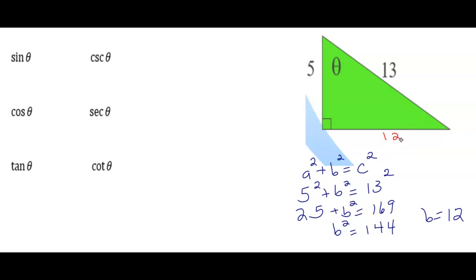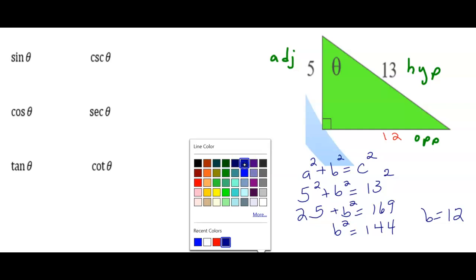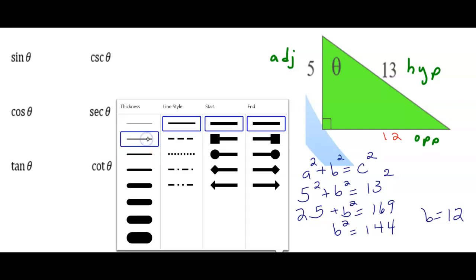I'm going to go in and label my triangle. With respect to theta, this 12 is my opposite side. The 13 is across from my right angle, so this is my hypotenuse. And then this one is right beside my theta, so this is my adjacent. So once you have those all labeled, then you just fill in your trig ratios.